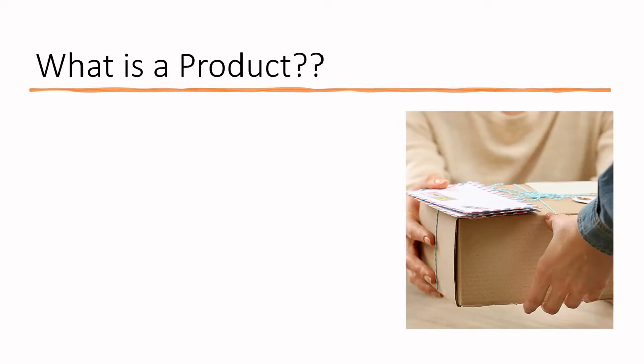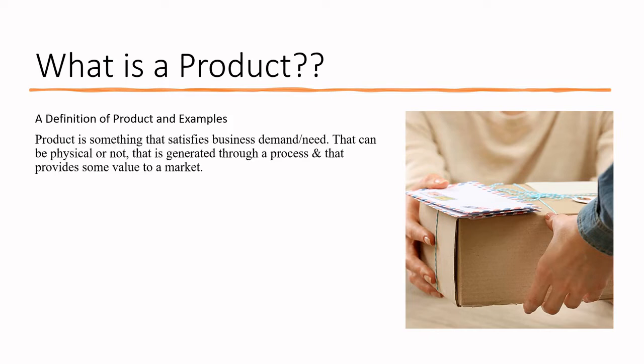What is a product? Many people and many organizations have a different understanding of what a product really means. Here we are going to see the definition of product and examples. A product is something that satisfies a business demand or need. It can be anything. It doesn't mean that it should be physically present. It can be physical or not, generated through a process, and it provides some value to a market. It doesn't mean that it's realistic or touchable. No, it doesn't mean that.